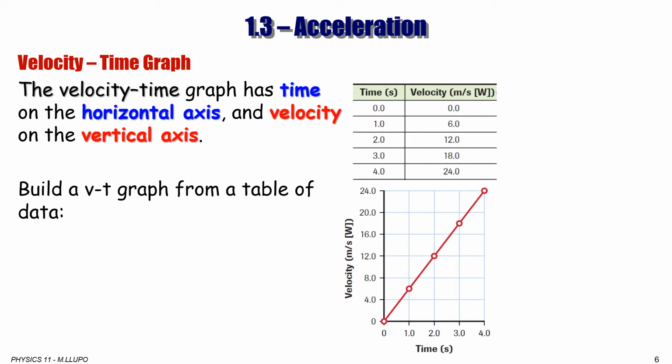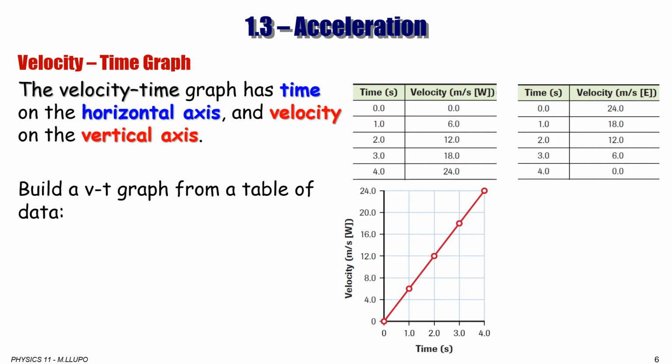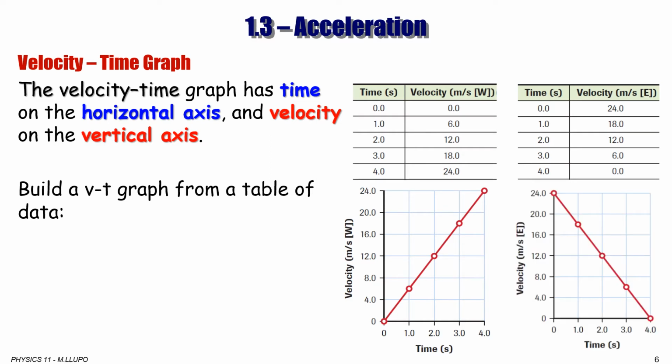Here is how we draw it. So 0, 0, 1, 6, 2, 12, 3, 18, 4, 24. And if you have another one from 0 to 4, similar, but the values of velocity are dropping. So at 0 it is 24, the first second is 18, the 2nd second is 12, the 3rd second is 6, and the 4th second is 0.